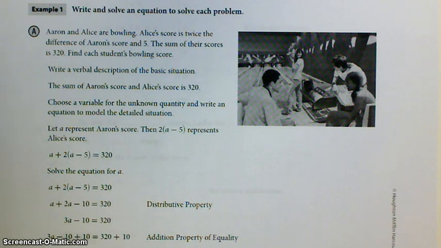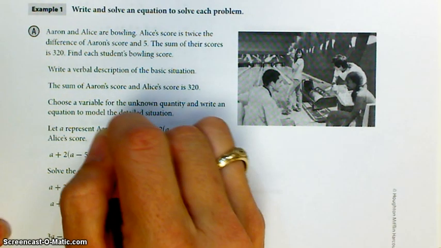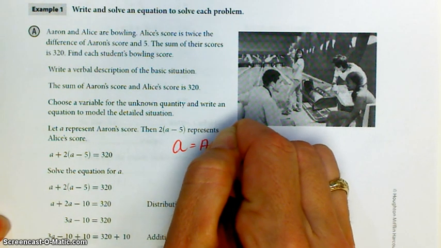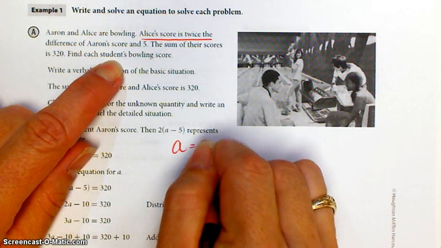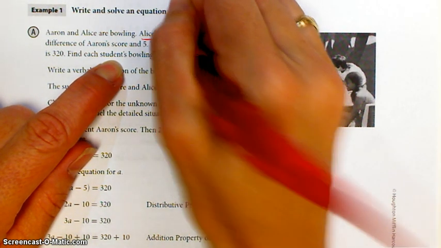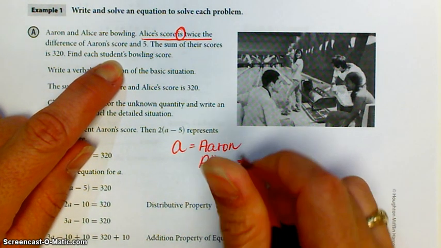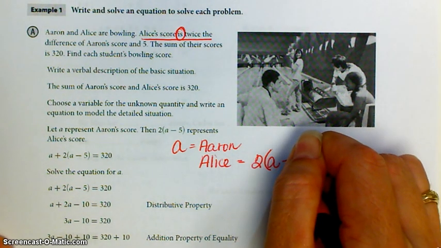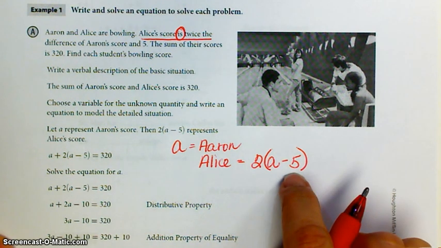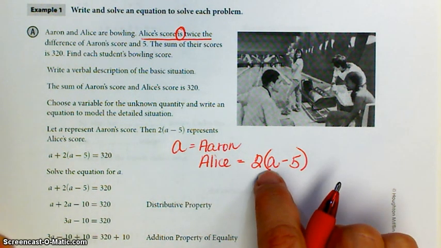Okay, choose a variable for the unknown quantity and write an equation to model the detailed situation. Here's what I'm going to do. It says let A represent Aaron's score. Could it have been Alice instead? Sure, but once you pick one, keep that with it. Okay, so A is going to be Aaron's score. A is Aaron. Then you go back up here, Alice's score. The word is means equal. Alice's score is twice the difference of Aaron's score and 5. So this is the difference of Aaron's score and 5, and Alice's score is twice the difference of Aaron's and 5. Okay?